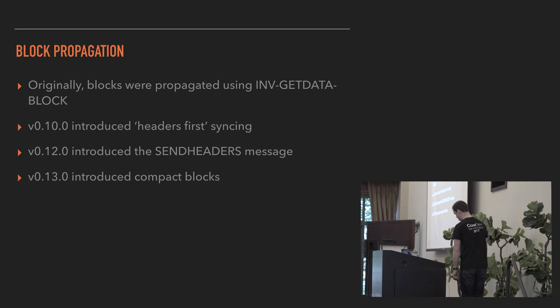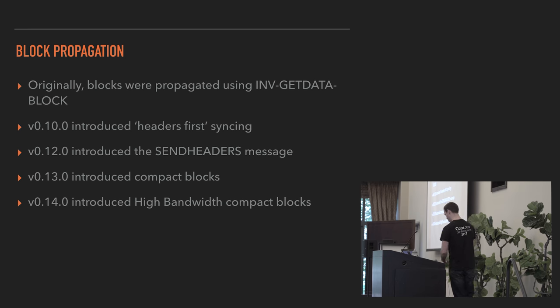V13 introduced compact blocks. V14 introduced high bandwidth compact blocks. All of this is an effort to make block propagation faster and more efficient, because block propagation is really important. The faster blocks propagate across the network, the lower the stale block rate, and the more healthy the system runs. Transactions, it doesn't matter if they get delayed a bit, but blocks really need to get across the network more quickly. And that's why there's a parallel network called Fiber that Matt Corallo maintains.